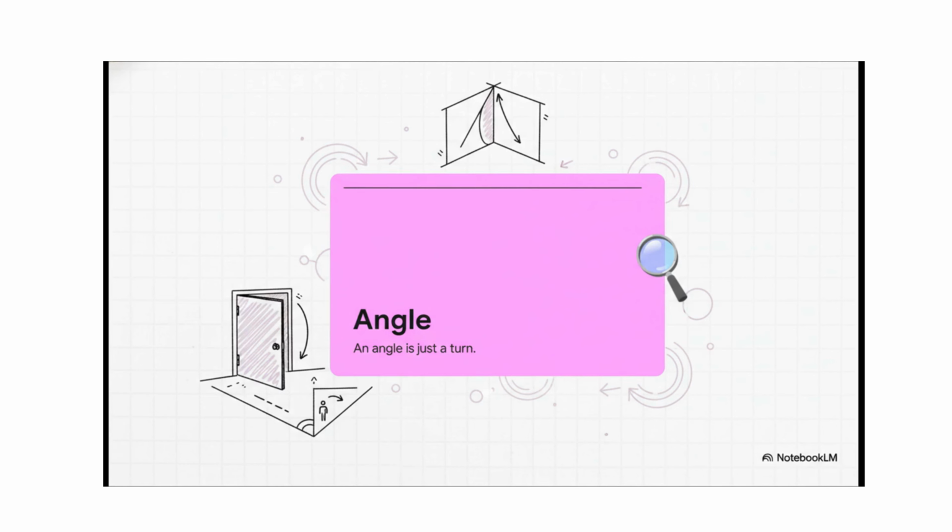An angle, it's just a turn. That's literally it. Think about it. Every time you open a door, or turn a corner, or even just look up at the ceiling, you're creating an angle. The amount you turn is what determines the angle you make.